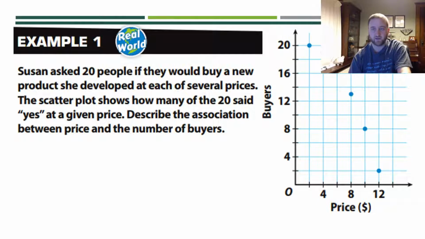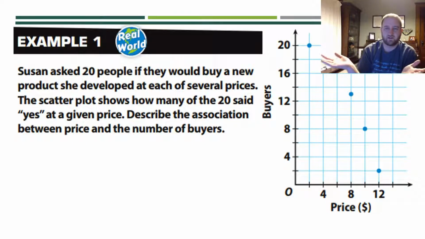All right, so let's look at this example. It says, Susan asked 20 people if they would buy a new product she developed at each of several prices. So she's like an inventor, and she's trying to come up with a price that would be best for her product. So she's asking people if they'd buy her product at certain prices. The scatter plot shows how many of the 20 said yes at a given price. Describe the association between the price and the number of buyers.